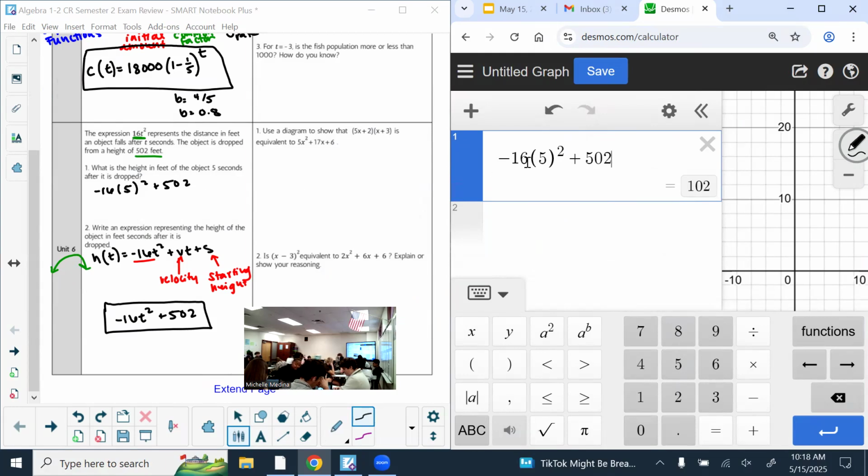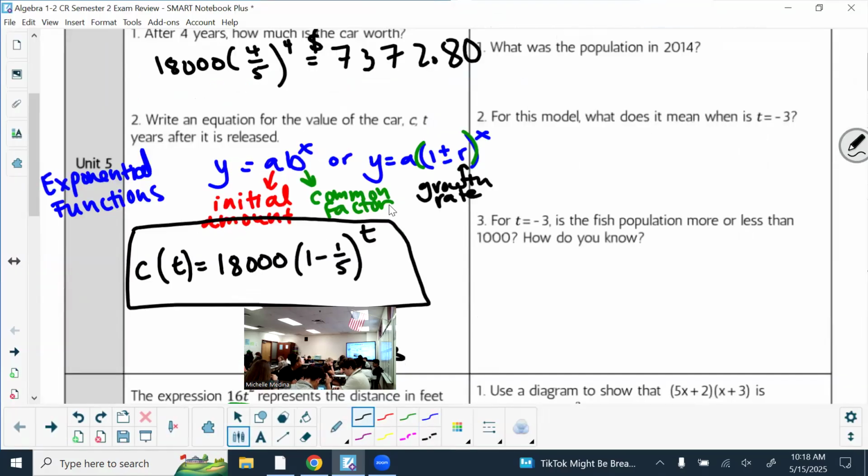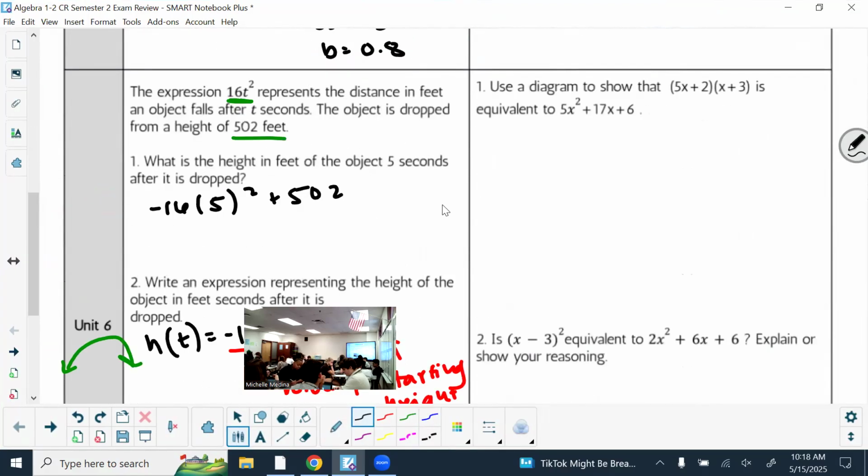Okay, so 102 is the answer for part 1, and here's the reasoning. And don't forget your units, 102 feet.